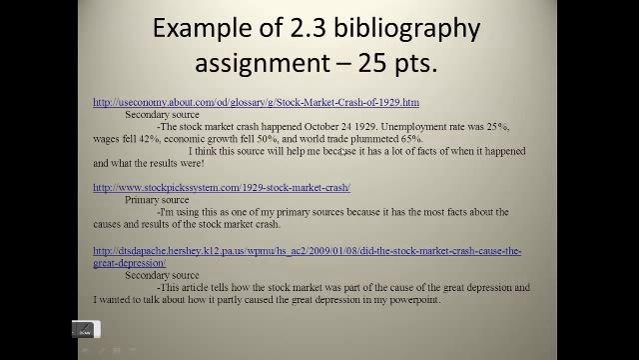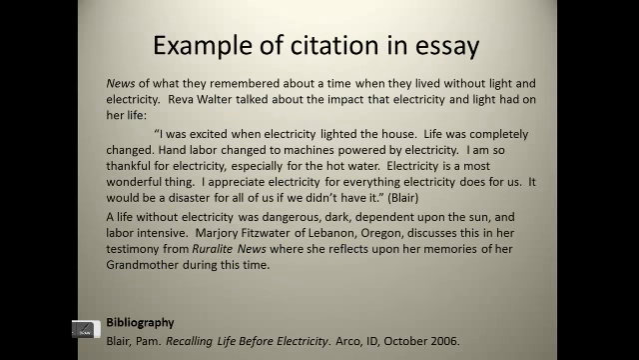Okay, so a bibliography. This is the example of the 2.3 bibliography assignment that most of you should have turned in by now, but as you can see, the citation is there. It says secondary source, says some of the facts you gained from it. I think this source will help me, blah blah blah. Primary source, I'm using this one because it has the most facts about causes. Secondary source, the article tells me how the document was part of the cause. Okay, that's how it works.